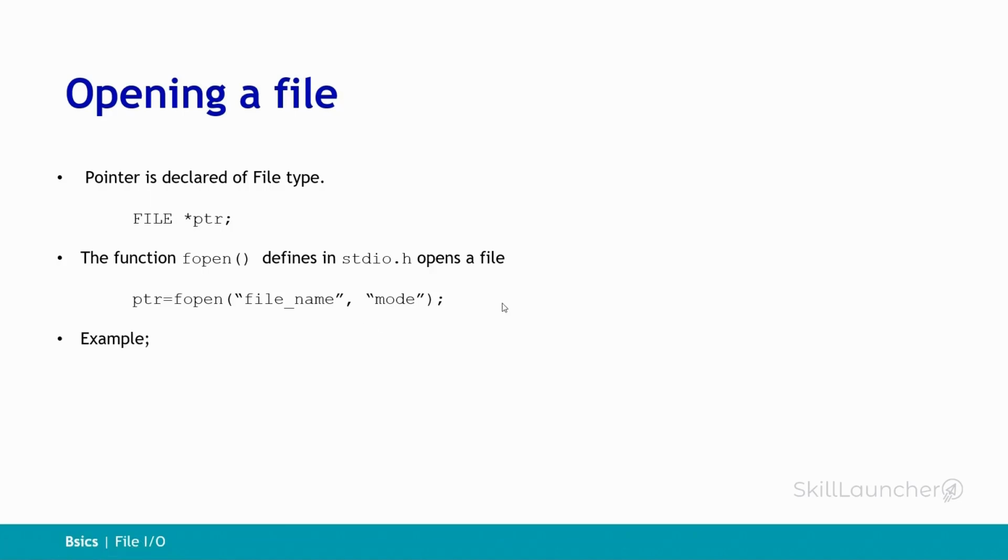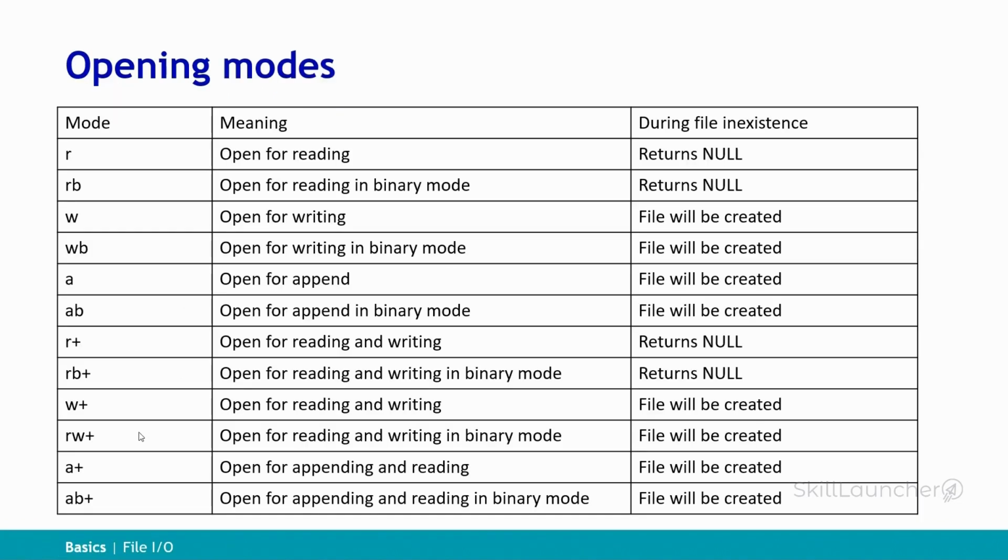Let's see the example of fopen. First we will declare a file pointer, and then we will call the function fopen, where we would write the file name, that is newprogram.txt, with a mode of w. The return value of this function would be stored in our file pointer, that is ptr. So ptr would then further be used for reading and writing purposes. Now we will see the types of opening modes.